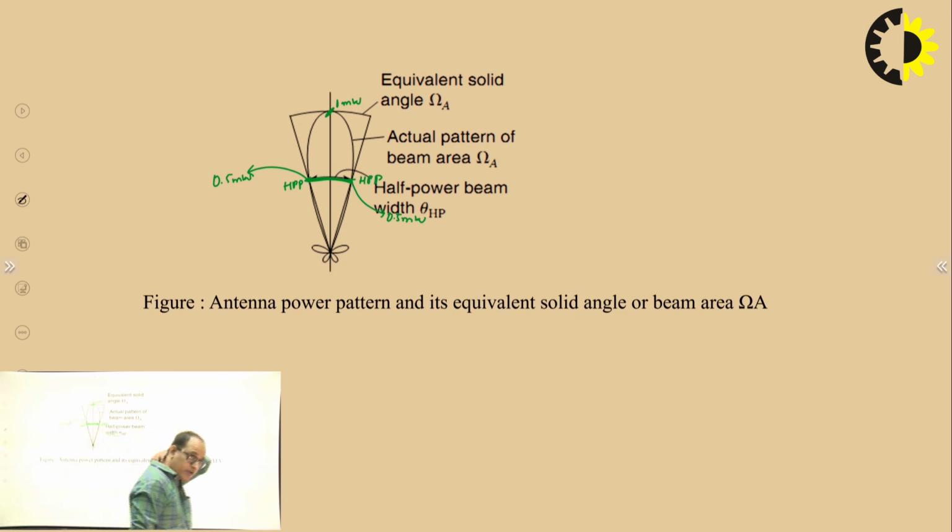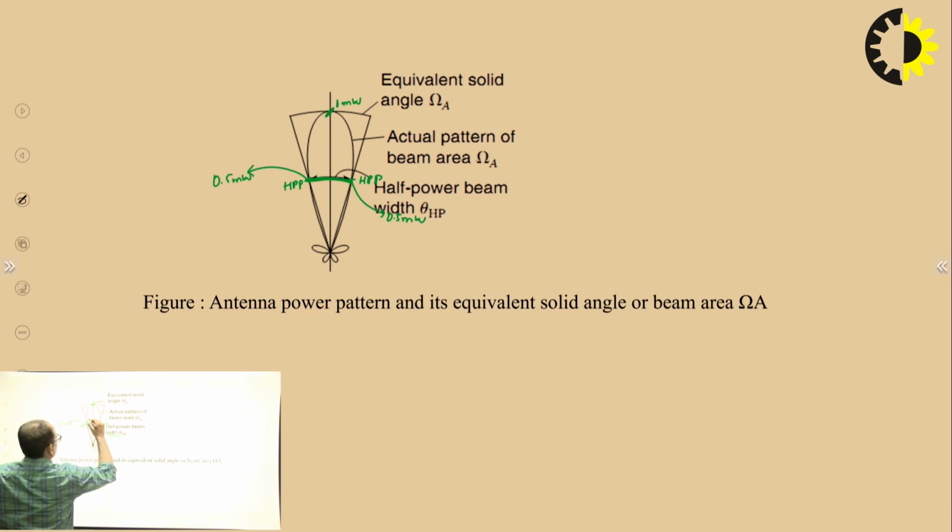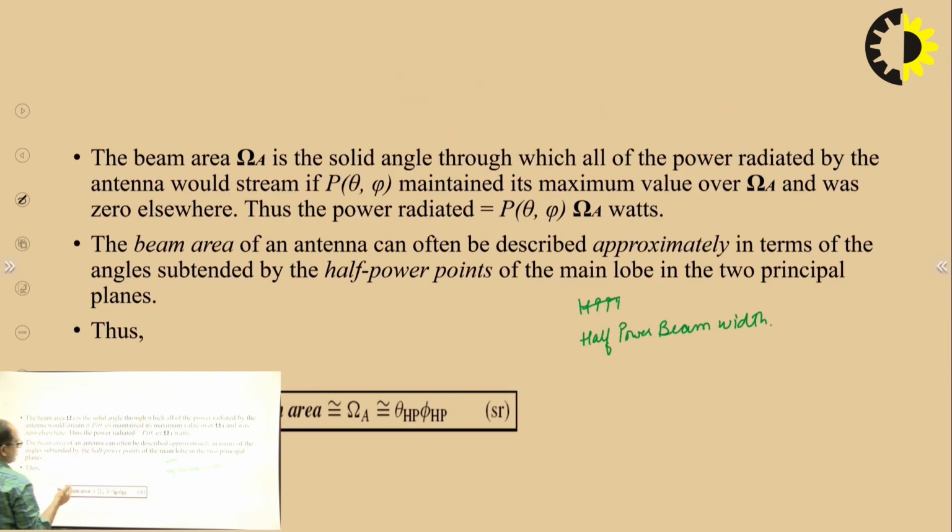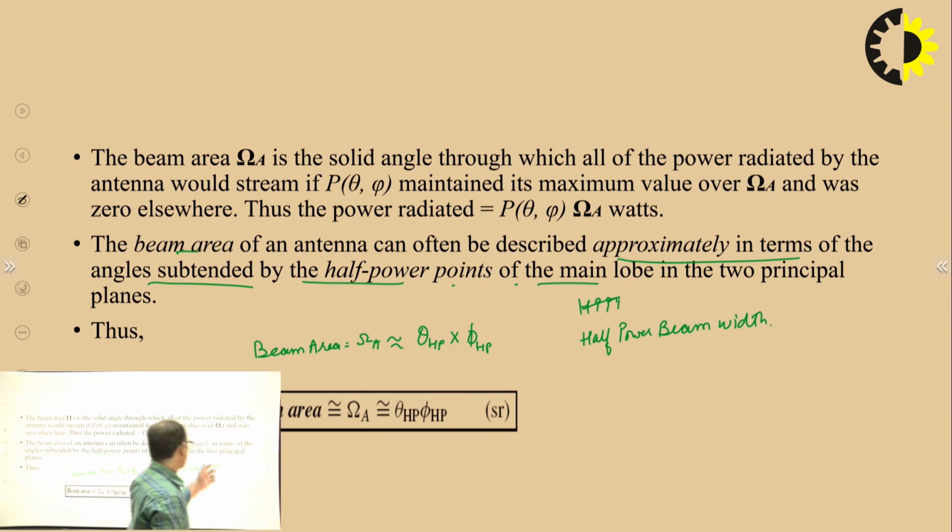So it covers most of the power. If I want to see how much power is radiated by the antenna, that power is generally calculated in terms of the power which covers these half power points, the angles, or you can say it is the actual beam area. So the beam area can also be presented as half power points in terms of theta multiplied by half power points in terms of phi. So the beam area can often be approximately defined in terms of the angle subtended by the half power points of the main lobe, because in the main lobe only maximum power is radiated, in two principal planes. So the beam area can be written as this one.